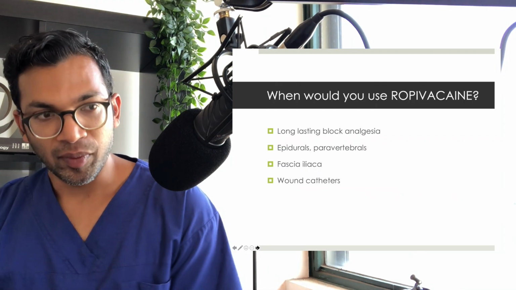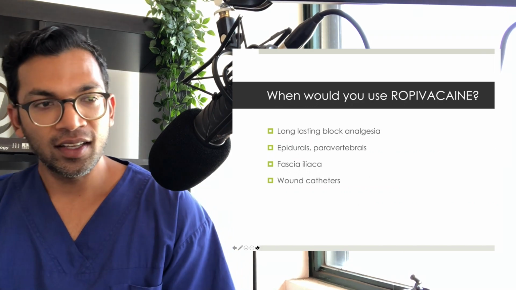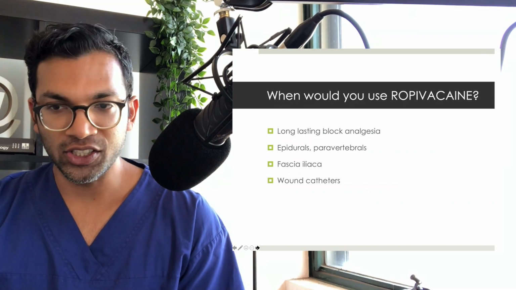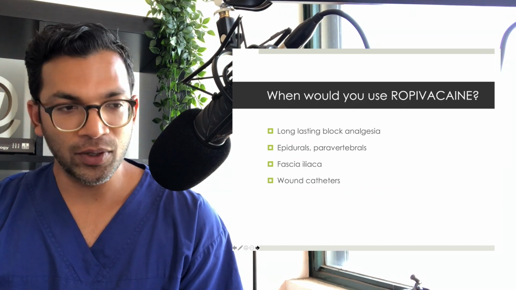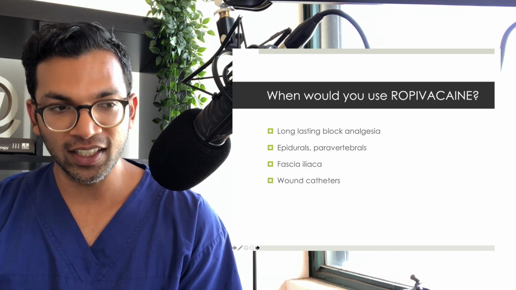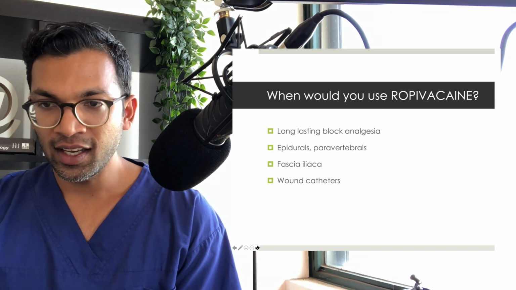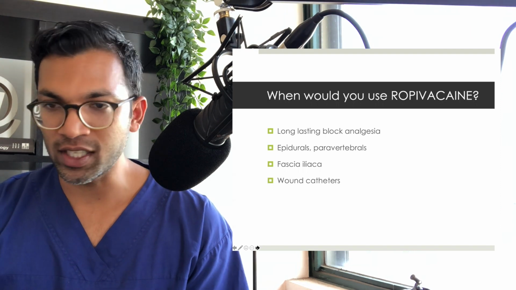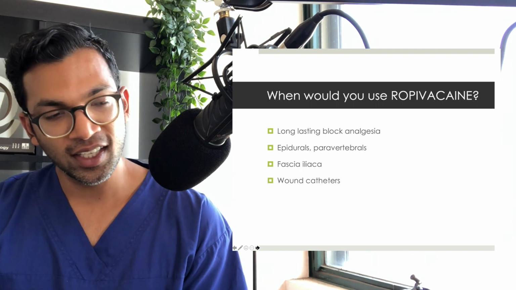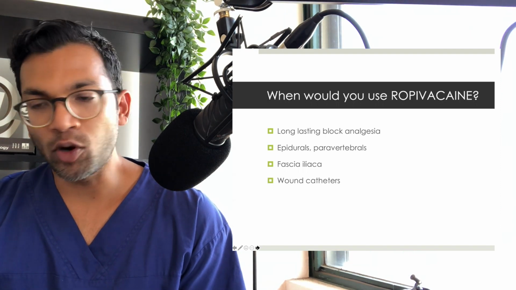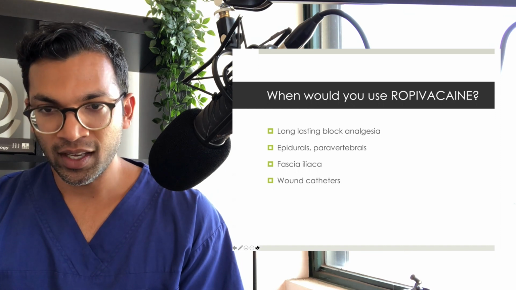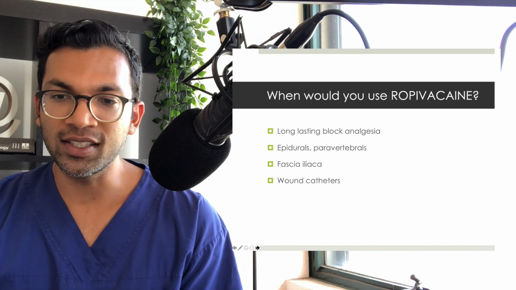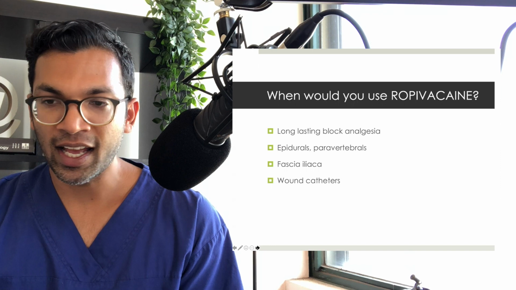As we mentioned briefly before, when would you use ropivacaine? Really long-lasting block analgesia. So, epidurals, paravertebrals, fascia iliaca blocks, wound catheters. And as you're in your surgical rotations, you'll see me and my colleagues and the surgeons doing these techniques, and you'll see ropivacaine and bupivacaine used. As an intern, as a resident, you want to know that this is the agent that's been used.